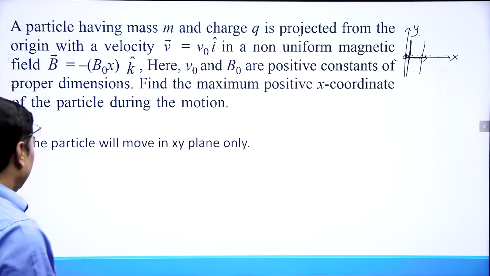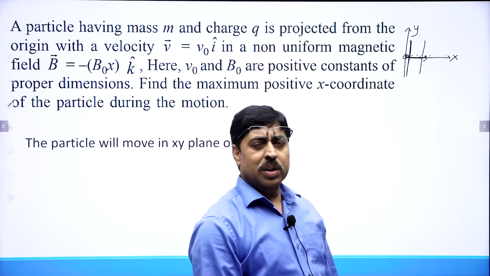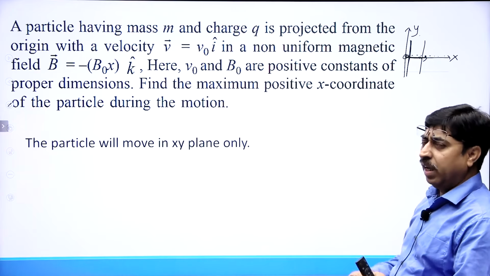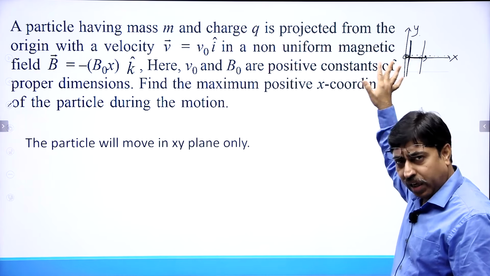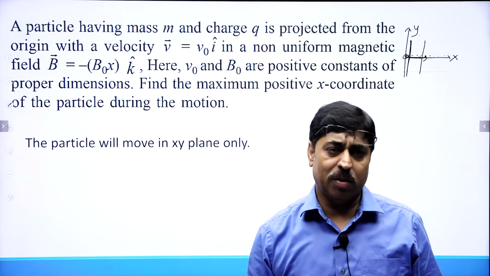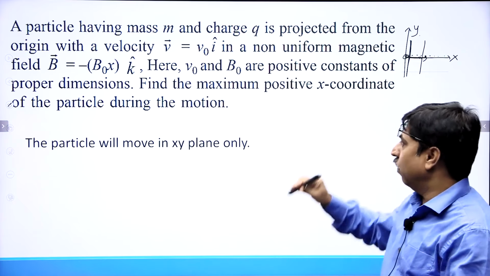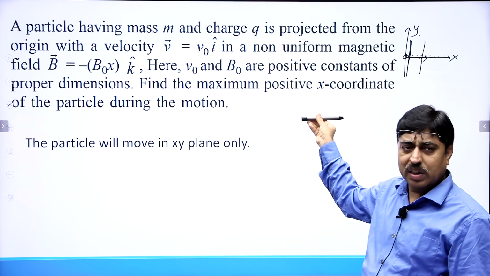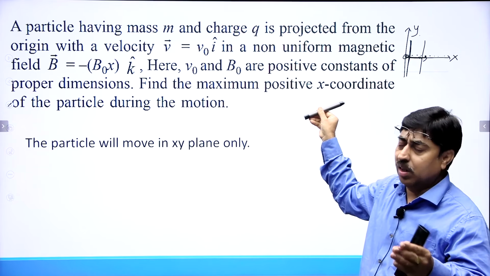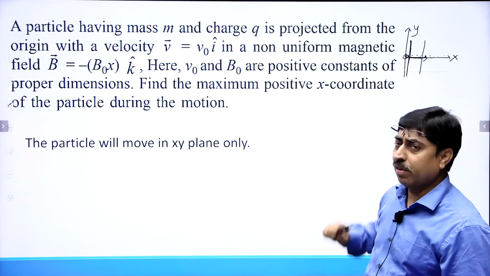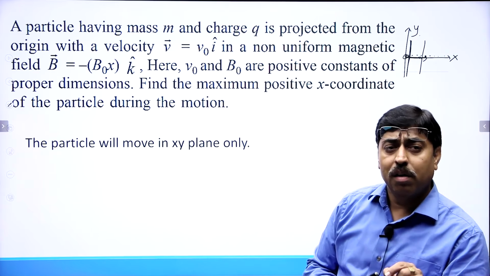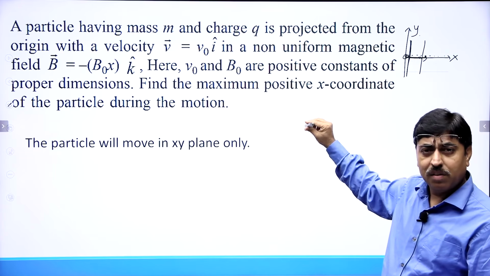Here goes my solution. The first thing that we need to notice is that the particle will move in xy plane only, right? Because the magnetic field is perpendicular to the plane of this diagram. It is in z direction and the velocity is given in xy plane only. It is along the x axis. So, the magnetic force is perpendicular to the plane of the board, and velocity is in xy plane. Force, magnetic force is always perpendicular to magnetic field.